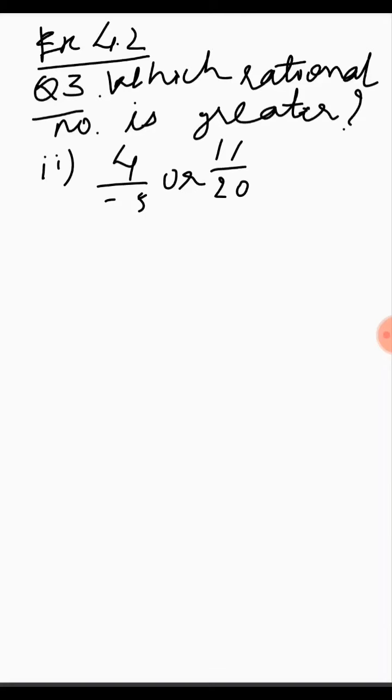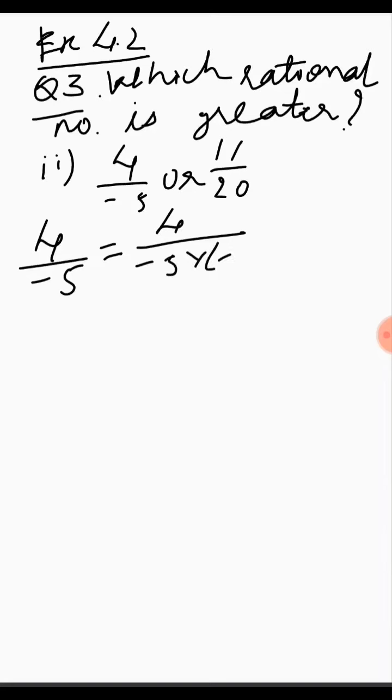So first of all, remember children, first you have to make the denominator a positive denominator. As you can see here, we have the first one as 4 by minus 5. Here the denominator is negative, so you know what you have to do. This minus 5 you have to multiply with minus 1, and here also you have to multiply with minus 1, so that the given rational number remains unchanged. And now it becomes what? Minus 4 upon 5.